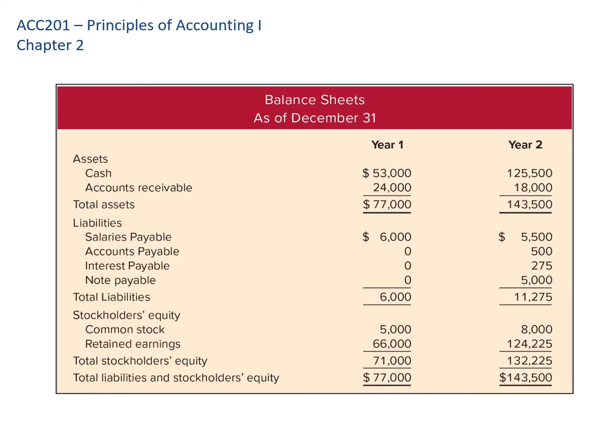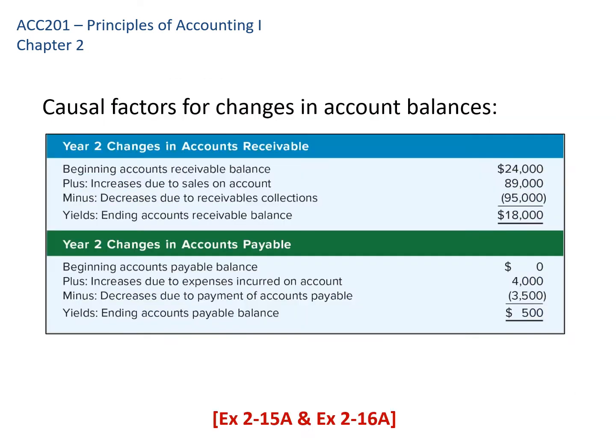And then I can do my balance sheet. So here I can see that my assets increased and my liabilities increased a little bit and my stockholders' equity increased by quite a bit. So, and again, it's in balance, 143.5 on both sides of that. So the next thing I want to talk about is how we can figure out a change in a balance.